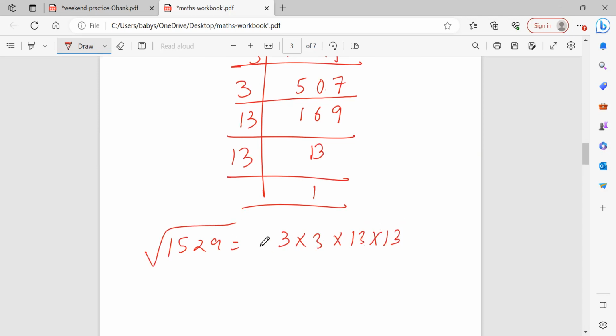And if you're taking the root, it will be under the root. So one from among the 3s, it is 3, and among these, it will be 13. 13 3s are 39. So you get it.